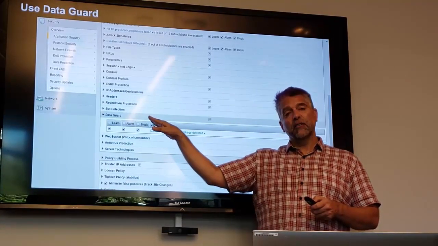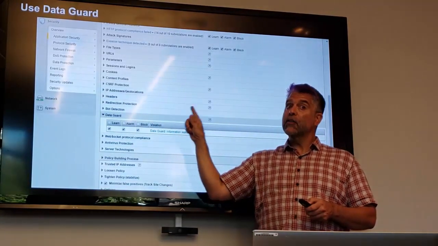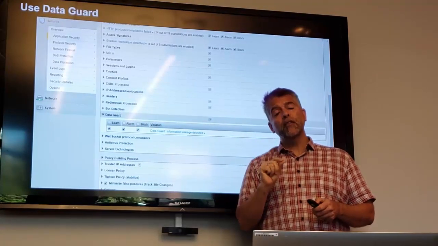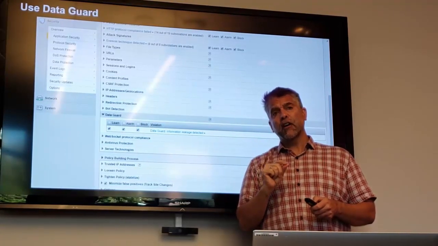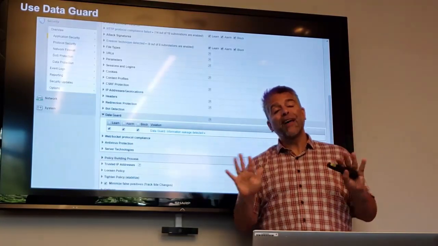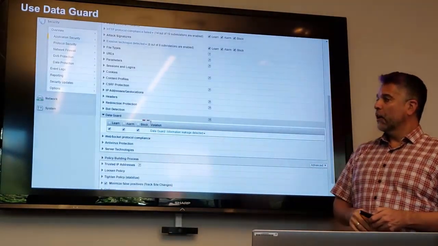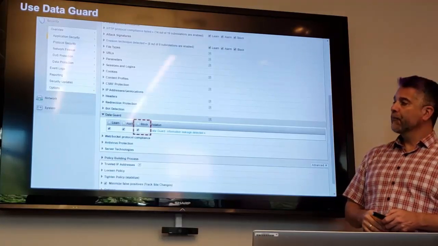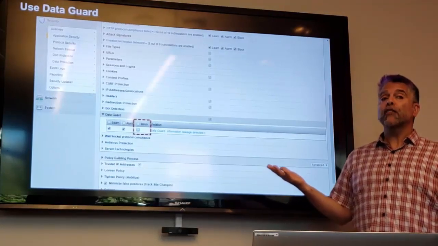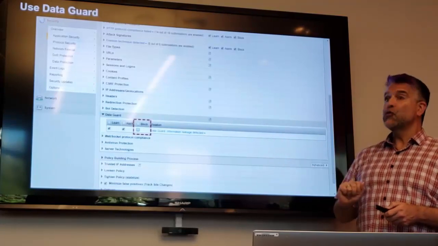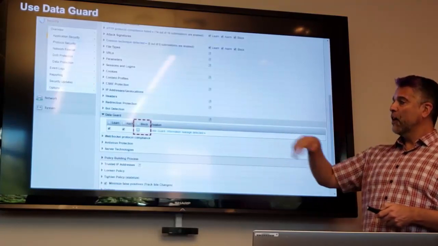That's the default. What that means right now is as soon as I turn DataGuard on, it's actually going to block responses that have credit card numbers in them. I don't want to do that. I just want to mask them. So I just need to make sure to remove that. Now it is possible, maybe you want to block them. Maybe you do. But in this case, I do not. So I'm going to uncheck that.